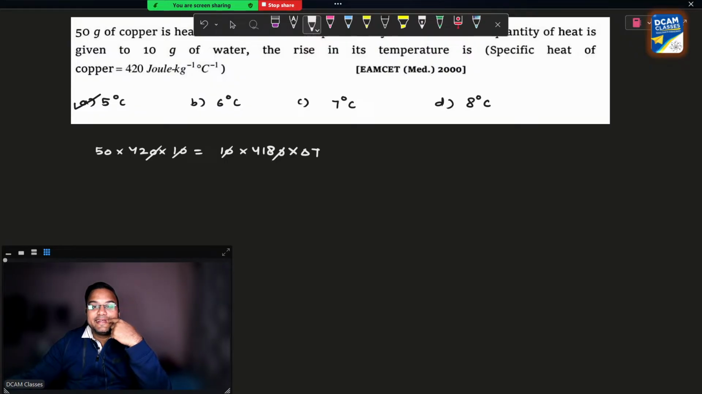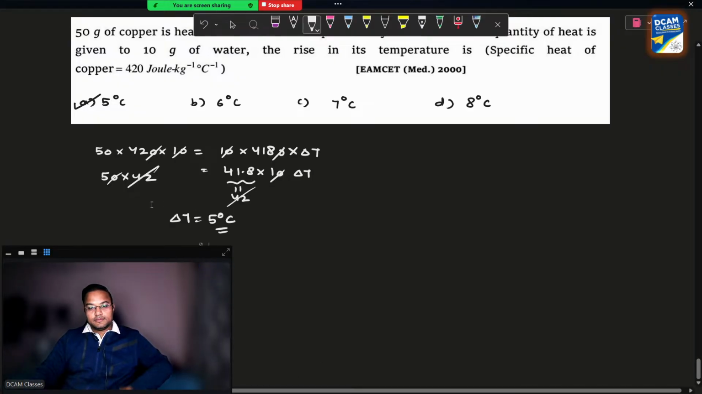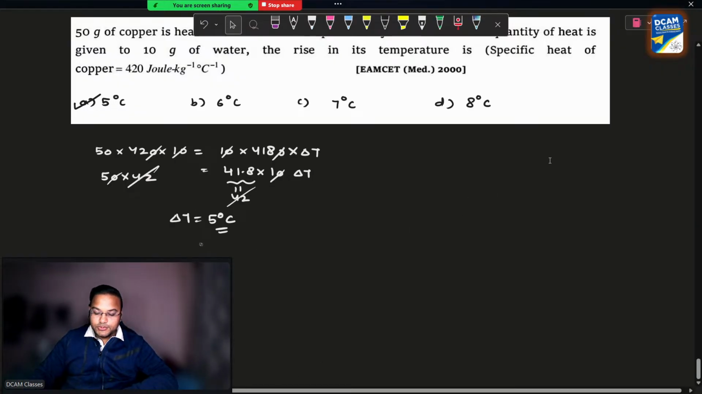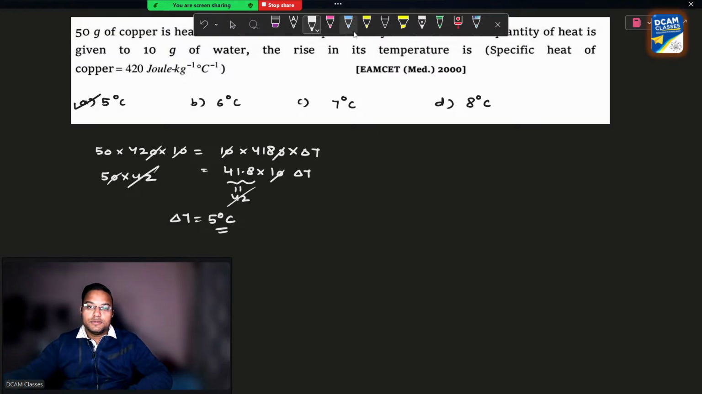You have approximated it. 41.8 into 10, and this you would have approximated as 42, right? Because the options are given as such. See, this kind of approximation also you should do. What about you, Kanishka?